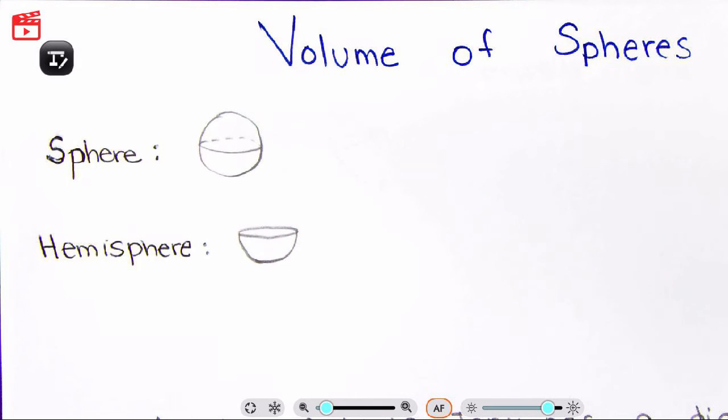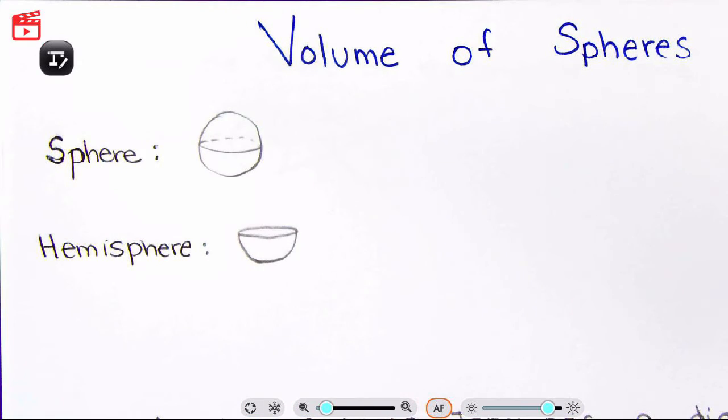When you're dealing with composite figures, most of the time you're going to be dealing with hemispheres, but you should know the formula for both. If you know the formula for the sphere, just cut it in half, and then you know the formula for a hemisphere. All right, so what is the volume of a sphere?